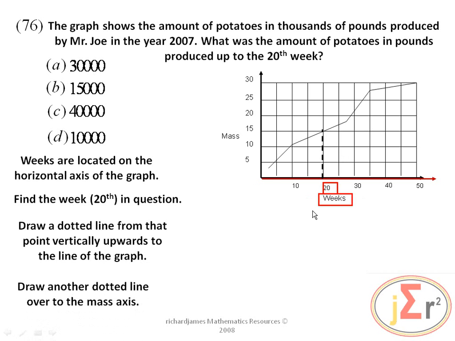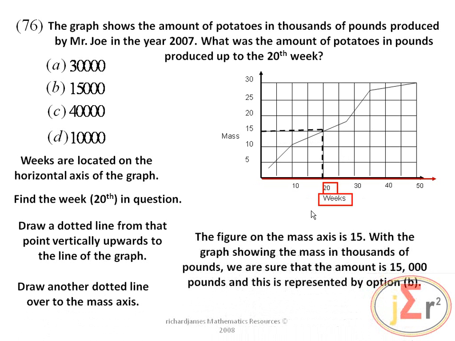What do we do next? Draw another dotted line over to the mass axis. The figure on the mass axis is 15. With the graph showing the mass in thousands of pounds, we are sure that the amount is not merely 15, but 15,000 pounds of potatoes. And this is represented by option B.